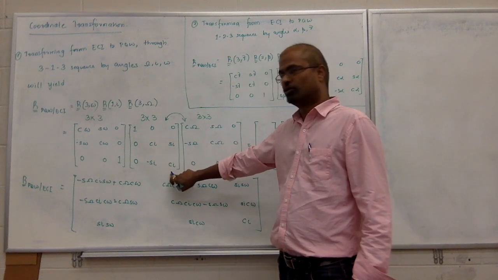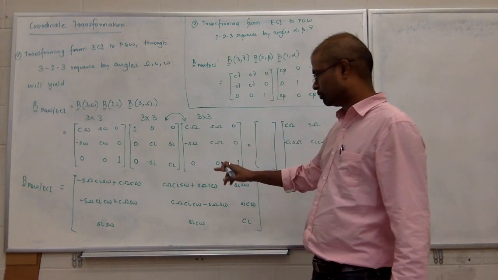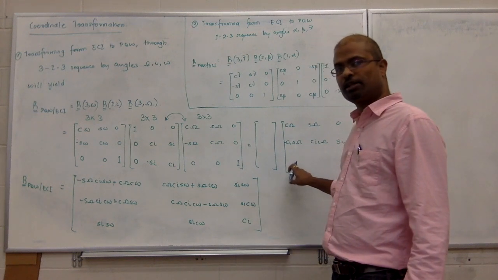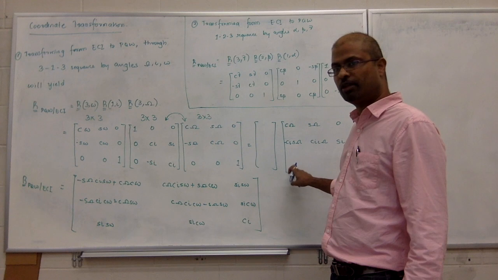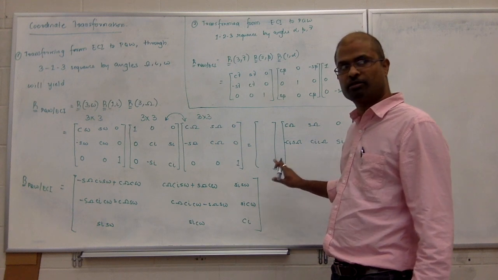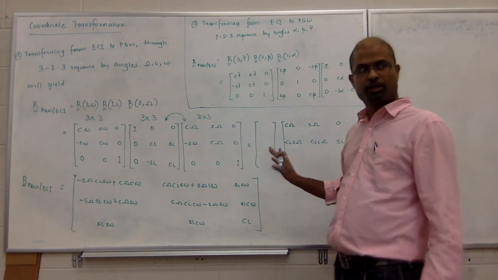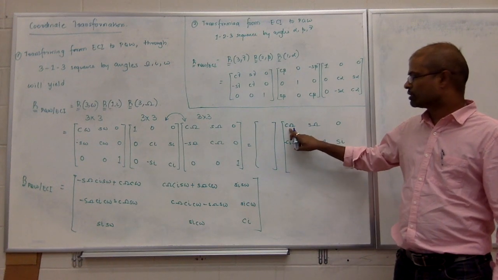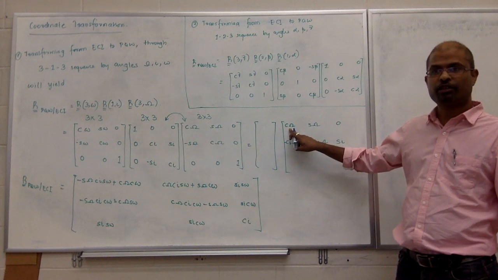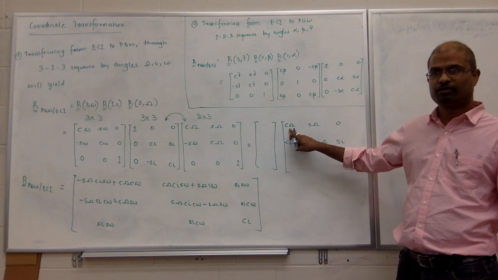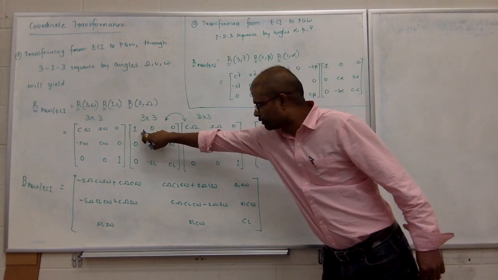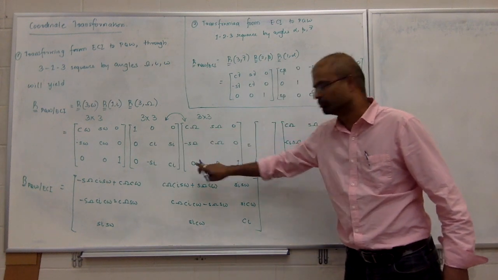So third row, first column. Where is the third row, first column? You see why I say third row, first column. Why is this element third row, first column? Everybody understands the correlation. What element is this? How do you define this element? First row, first column. Right?